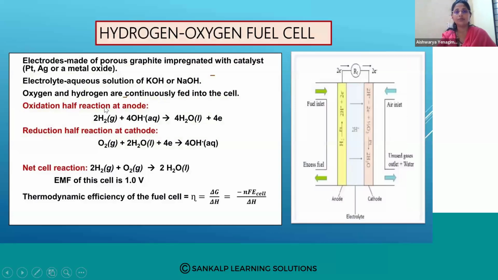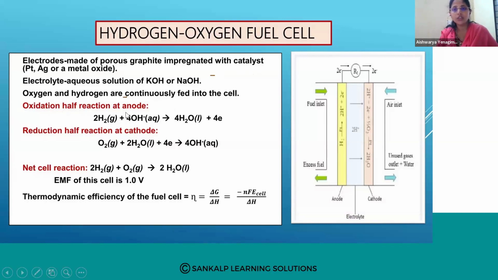So what happens? Hydrogen oxygen fuel cell. So electrodes, they are made up of porous graphite impregnated with catalyst. Which is the catalyst being used? Catalyst, what is it, which helps to speed up the reaction. Okay, so electrolyte is what? Aqueous solution of KOH or NaOH. Oxygen and hydrogen are constantly fed into the cell. So what is the oxidation half reaction at anode?